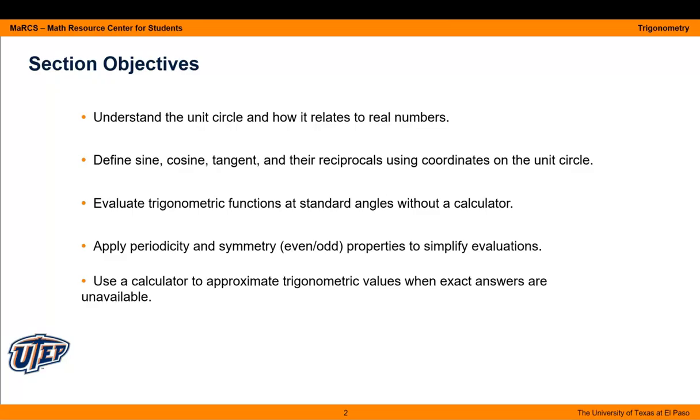First, we want to understand what the unit circle is and how it relates to real numbers. Next, we will use a unit circle to define sine, cosine, tangent, and the reciprocal functions. Then, we will evaluate trig functions at standard angles without a calculator using exact values. We will also study important patterns such as periodicity and symmetry, which help us simplify trig expressions and evaluate functions more efficiently. And finally, when exact values are not available, we will use a calculator appropriately. So this lesson moves from geometry to function definitions to evaluation and properties.